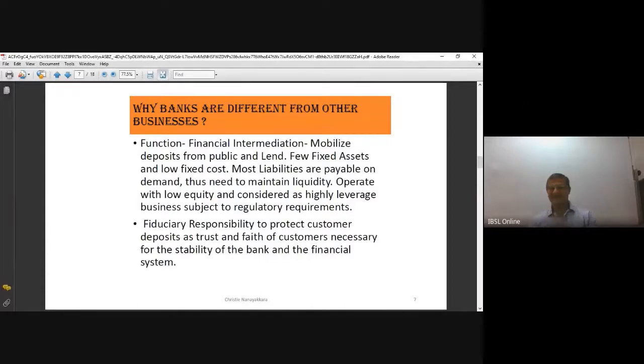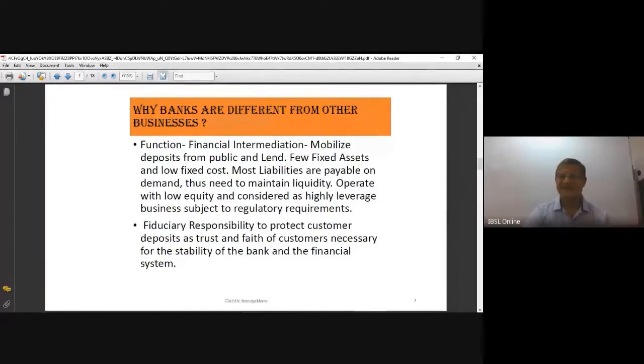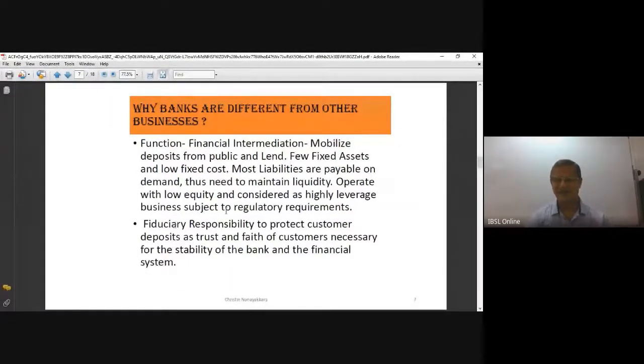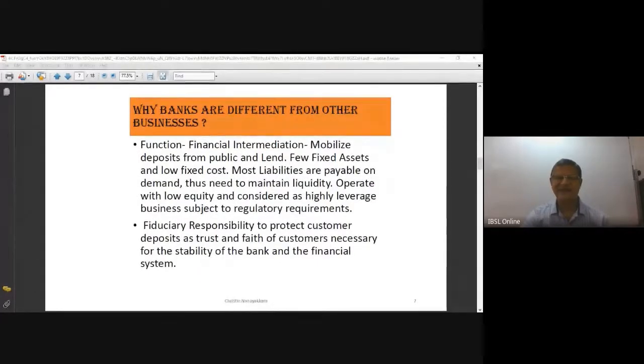Now, to demonstrate this, I'm going to the board to simplify things. That means I'm going to the board to give you a very simplified sample of the balance sheet of a bank.